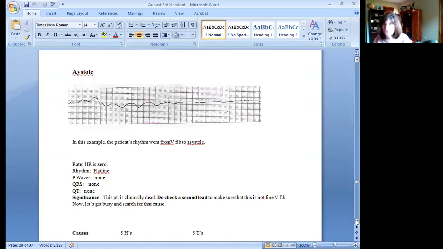Now, look at this strip. You see, it almost looks like a fine V-fib at the beginning, but then it goes flatline. You've got to check a second lead in asystole, because if it were to be V-fib, we could code you for an hour and a half.